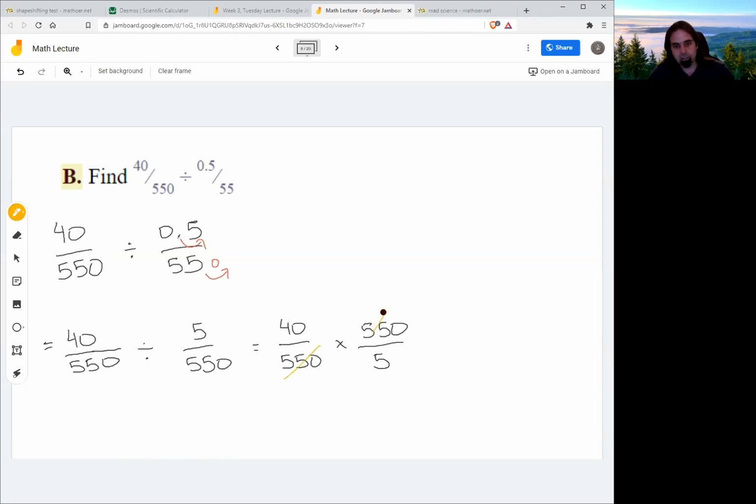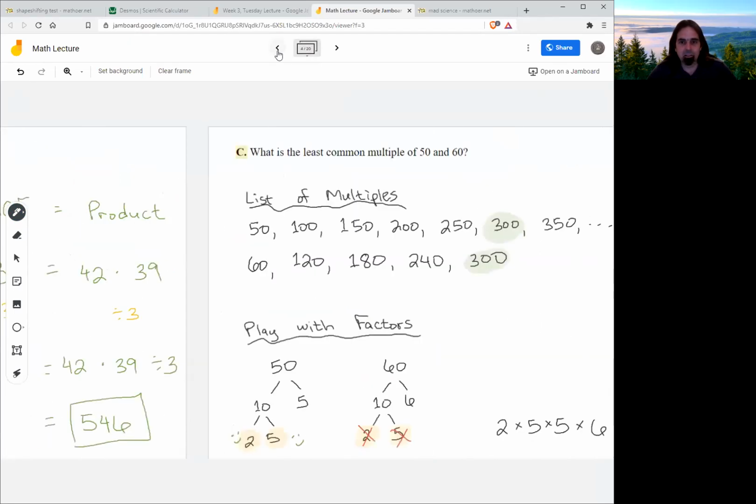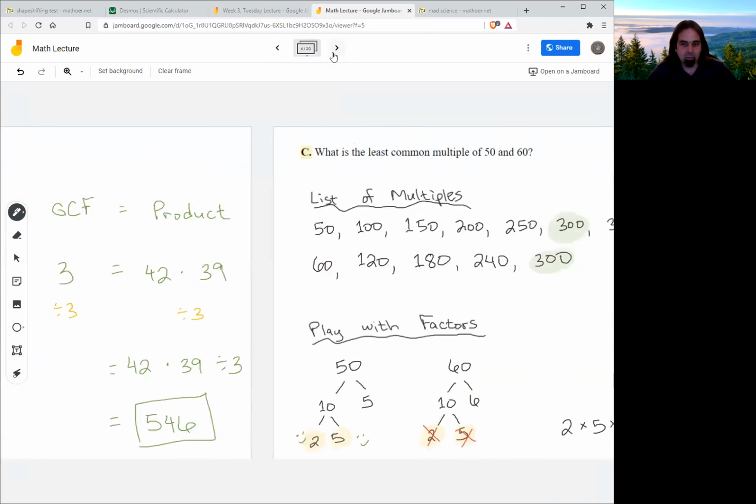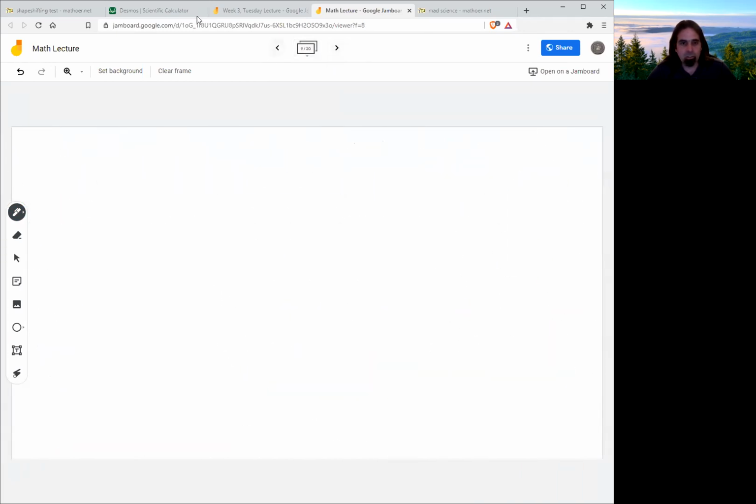And how friendly this is, those cancel out. You don't have to write the ones, I'm just doing that. 40 and 5 cancels, 5 divided by 5 is 1, 40 divided by 5 is 8, 8 times 1 is 8, 1 times 1 is 1, and we have 8. I think it coincidentally was 8 last time. Doesn't always equal 8. Yeah, it was 8 last time. Coincidence, not always. Okay.